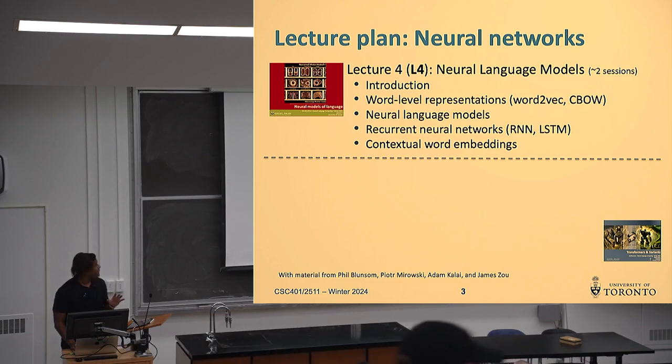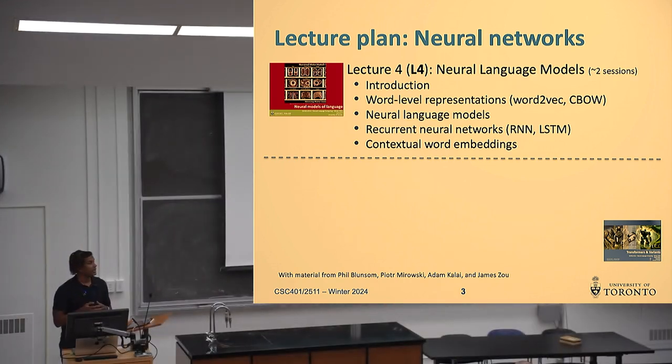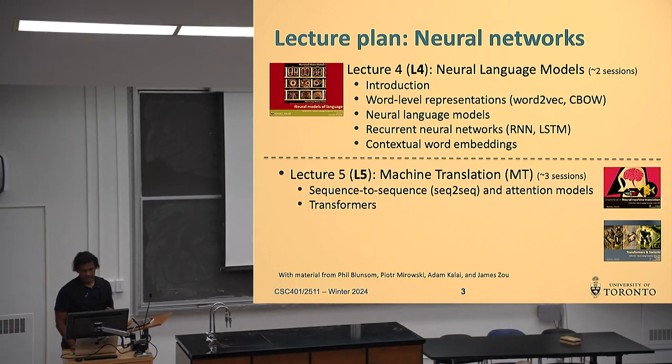This is the plan for today's lecture. We're going to talk about neural language models for 2 sessions, today and next Monday. Today we'll be talking about word level representations: word2vec, skip-gram, and continuous bag of words. We'll start on neural language models. Then on Monday, we'll cover RNNs, LSTMs, and contextual word embeddings. After that, we'll have machine translation. We'll segue into using those language models to actually do a downstream task like machine translation.